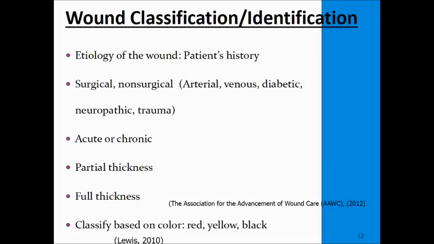Okay, so different types of wounds. There's surgical or non-surgical, arterial, venous, diabetic, neuropathic, or trauma wounds. So we'll go into each one of those. Arterial is an ulcer that is caused from inadequate arterial blood supply. So this is getting the blood from the heart pumped to the lower extremities. These ulcers are most commonly found on the distal lower extremities, usually on the lateral aspect of their feet or toes.